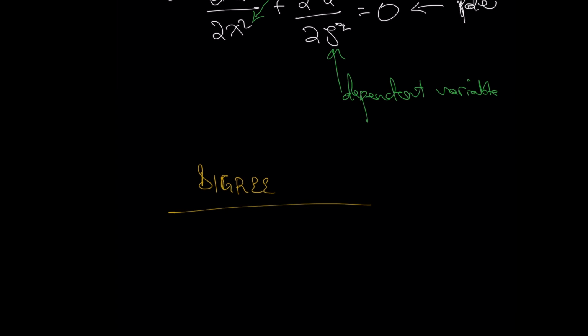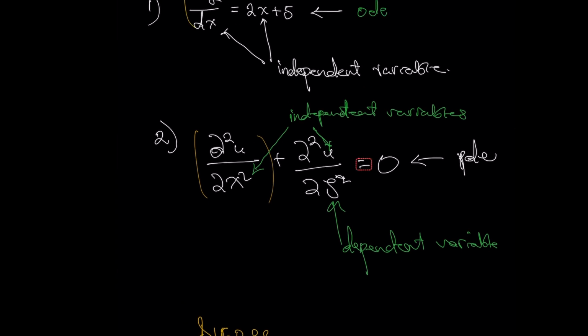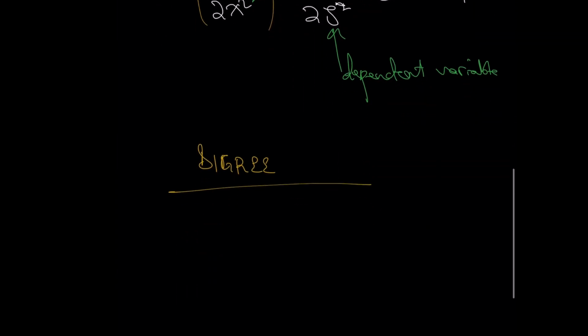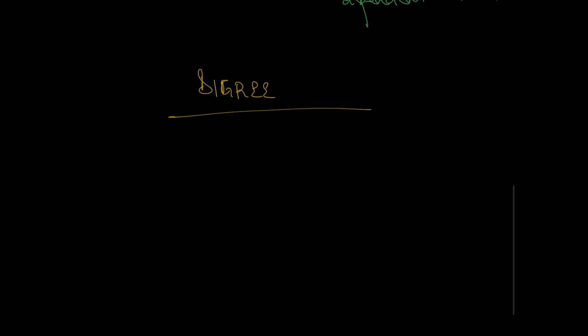The degree of a differential equation is the power of the highest order derivative. Remember, here we have this term, which is a derivative, and also this term, which is a derivative. So we are looking at the power of the highest order derivative. I can show you examples, but before we move into examples, I want to show you some notations.